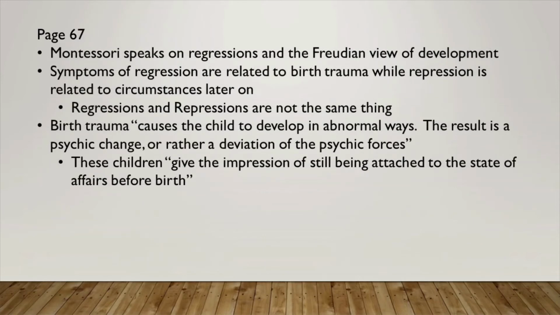And on page 67, she starts talking more about regressions and the Freudian view of development, which was becoming very popular at the time, and it is still popular nowadays, right? And we talk a lot about regressions, repression, regression. We talk about all of that because all of us have taken a Psychology 101 class, and so we love to use the word regressions. It's just become almost common language at this point for parents and for teachers. And she says symptoms of regression are related to birth trauma, while repression is related to circumstances later on. So if we're talking about the child not developing, and we're not really seeing a reason as to why they're not developing, she's suggesting there could be birth trauma that went on there.